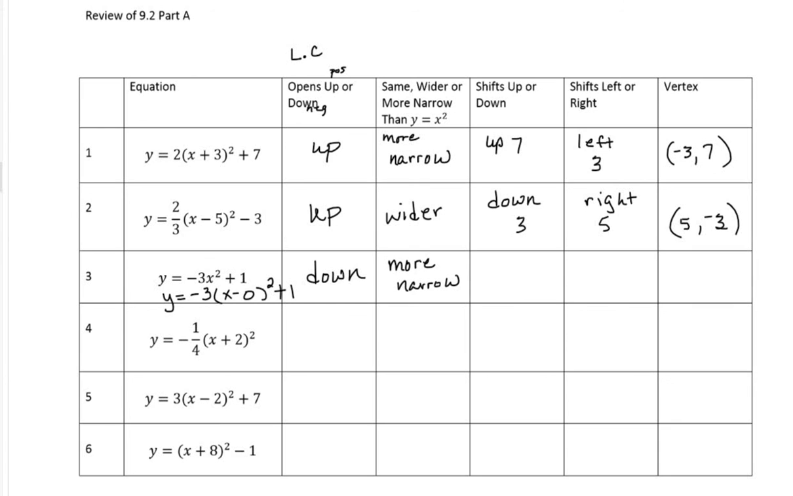Right, now I have to figure out whether the shift is up or down, and I look at this number that's added out here, that plus 1, so my graph is going to be shifted up 1. My next part is to figure out whether the shift is left or right, and I look at this number that's right here, that minus 0, so there's no shift left or right, and the vertex is the point (0, 1), as you get the 0 from that number that's inside the parentheses and the 1 that's added or subtracted.